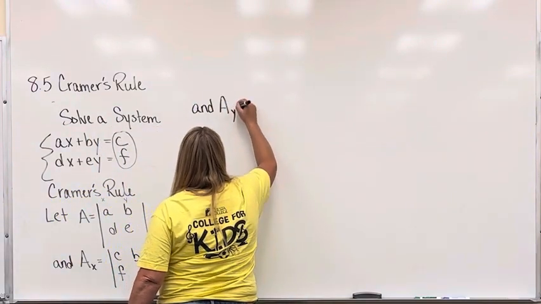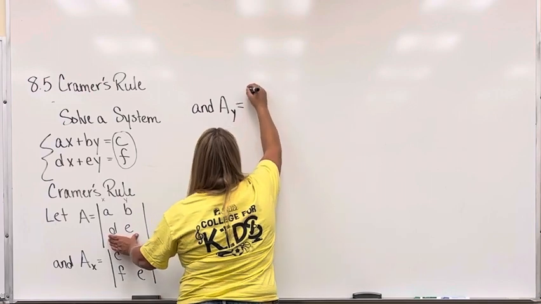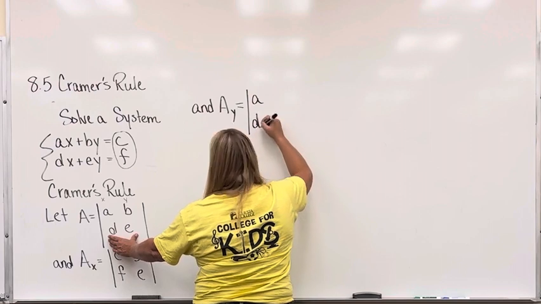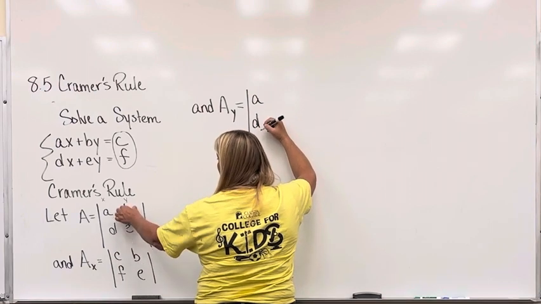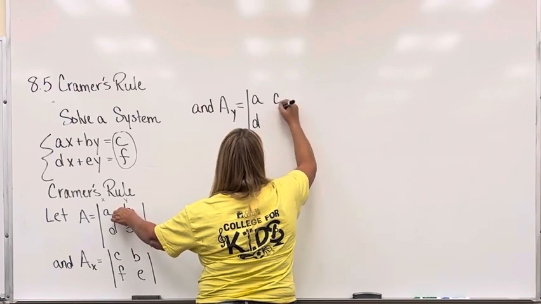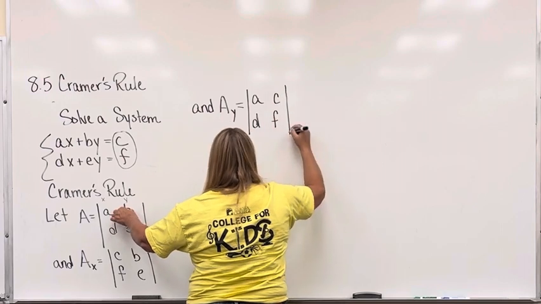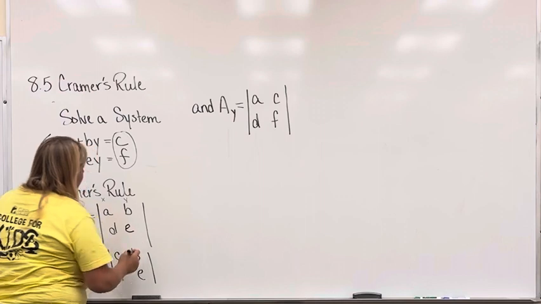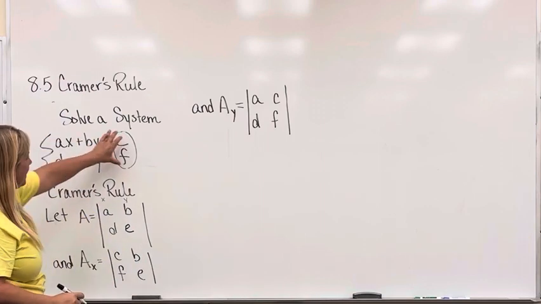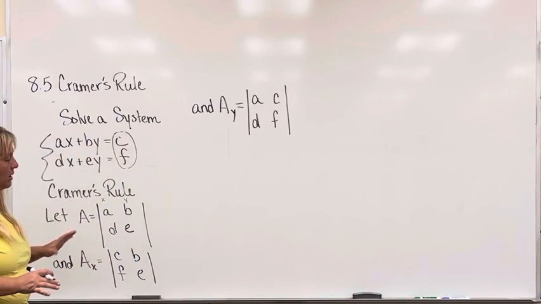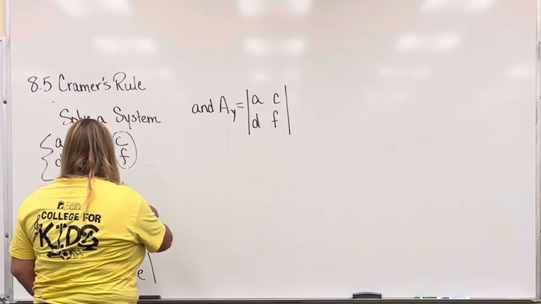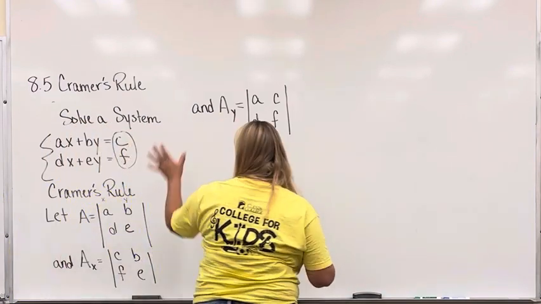And A sub Y means we take the original guy, put the A and the D back in, but in place of the Y column, we're putting the C and the F. So we're taking the answers and replacing them in each column. So we've got three determinants here. So let A and A sub X and A sub Y equal these things.